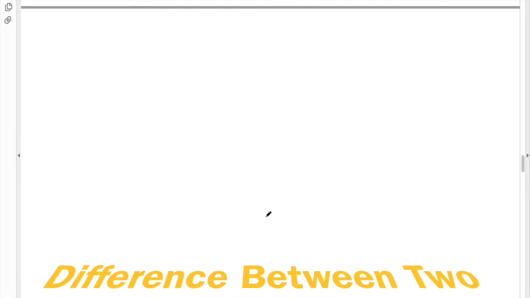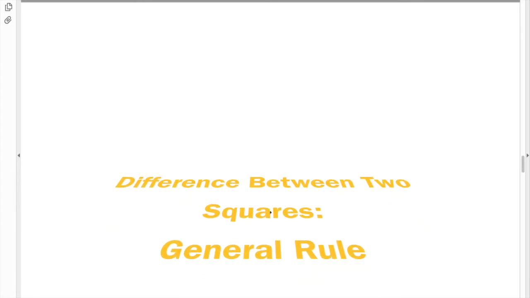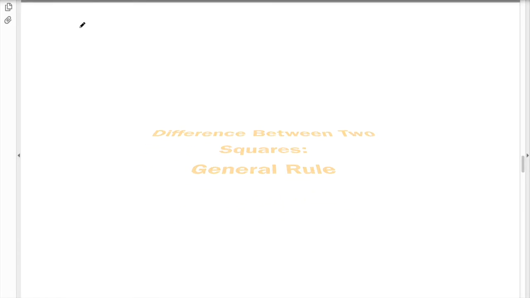Okay, now that we have a general idea of what's going on, we're just dealing with the quadratic case. This holds for any squares. So the actual rule is a squared minus b squared is equal to a minus b multiplied by a plus b. That's it. So this is the actual rule, which means that this does not necessarily have to be x squared.